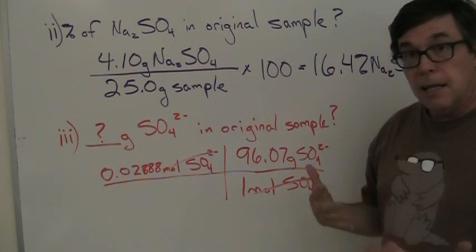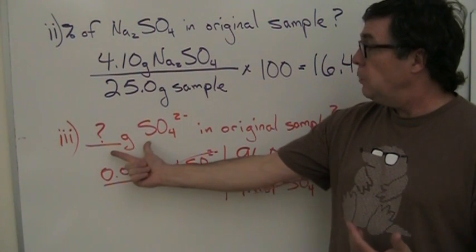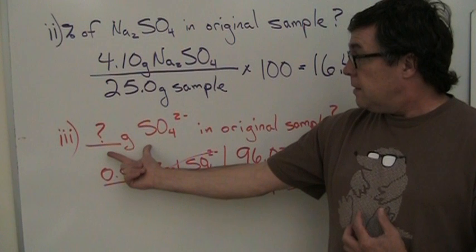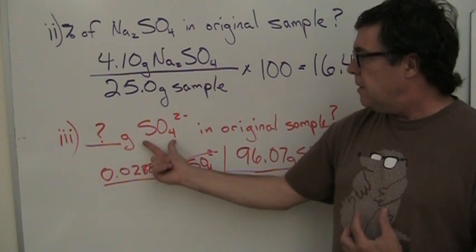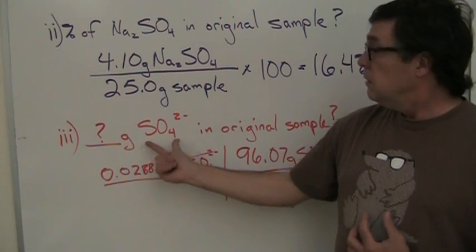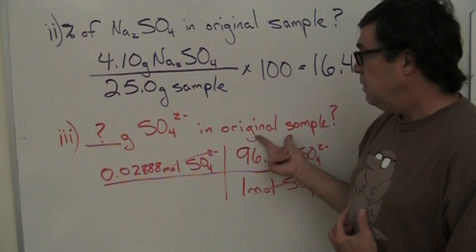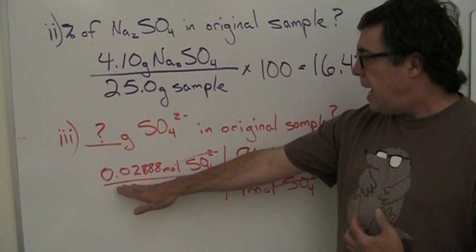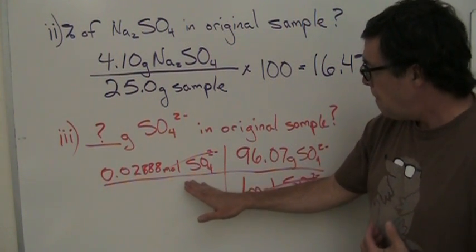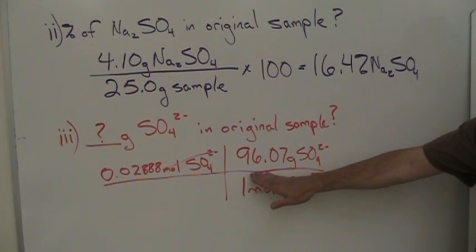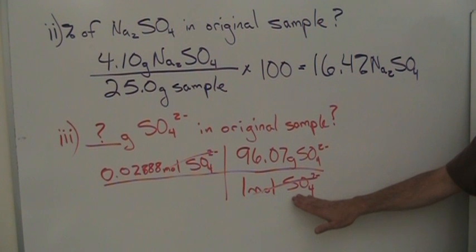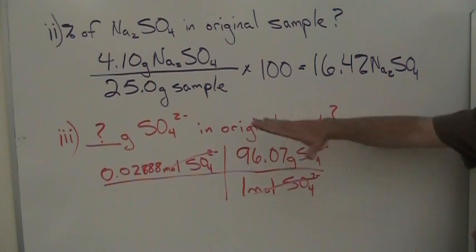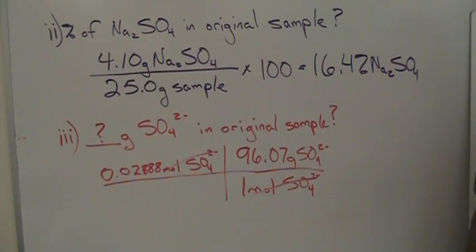Or another common kind of problem is maybe we're really interested in one particular ion in the analyte. So here this question says, how many grams of the sulfate ion are in the original sample? And so remember, we had 0.02888 moles, and we can just multiply that by the molar mass of the sulfate ion to get the grams of the sulfate ion in that original sample.